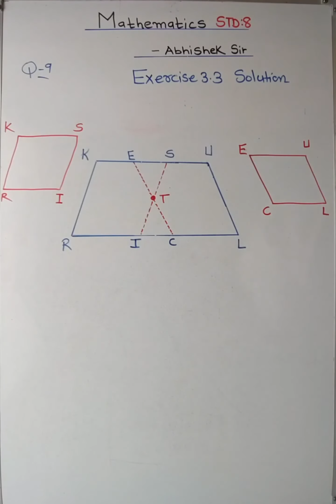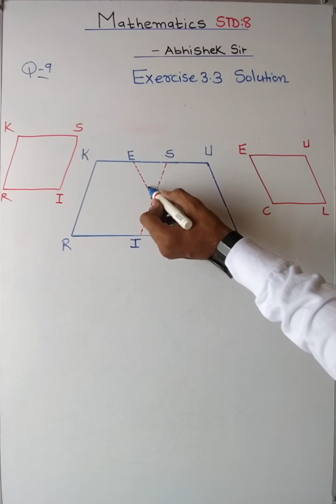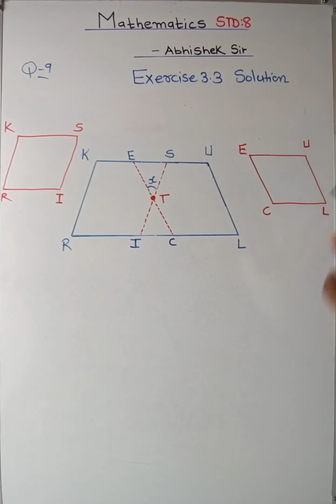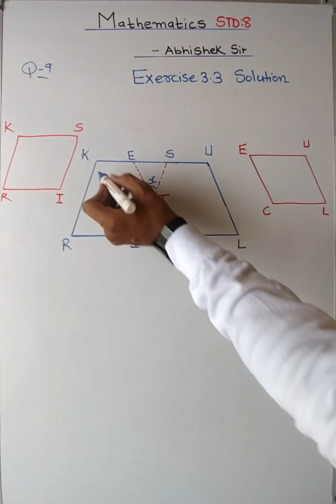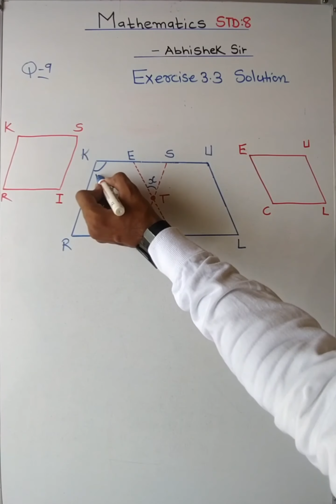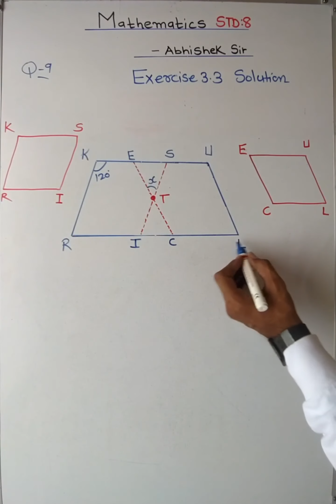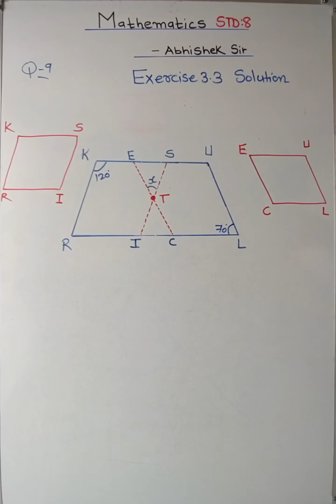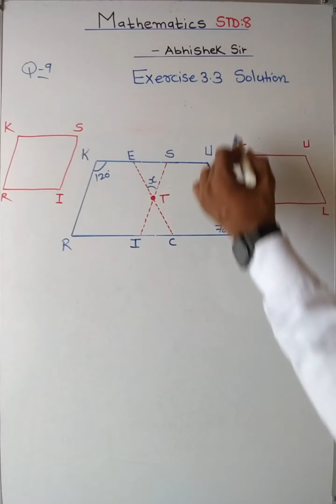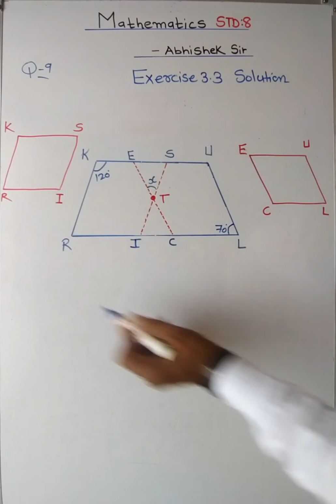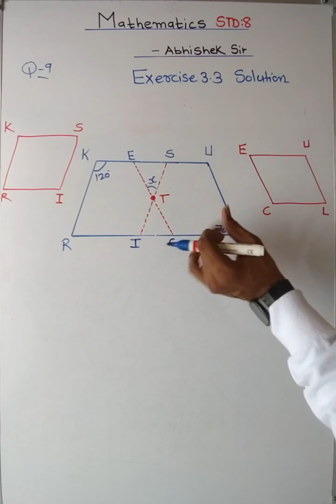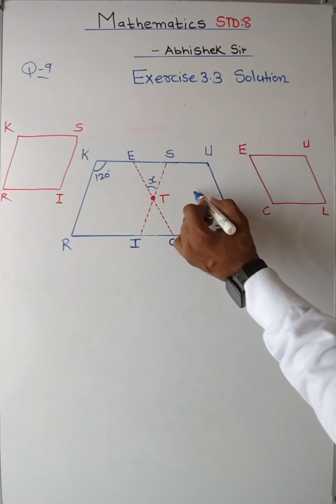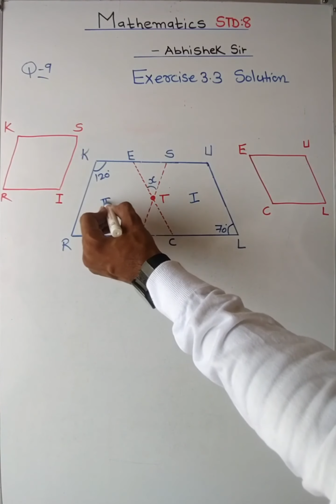In the below figure, both RISK and CLUE are parallelograms and we have to find out the value of x. Clear? In between they have also given the hint, that is 120 over here and 70 over here. Now understand the figure first. Even though it looks like a very complex figure, it is nothing but a mixture of two parallelograms. Here we have the first one, here we have the second one.